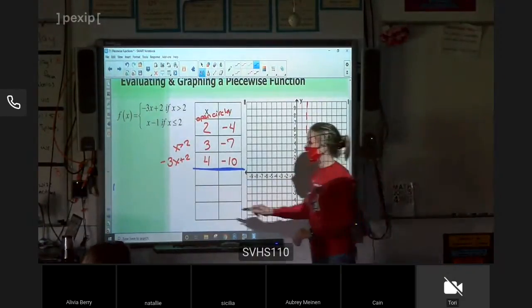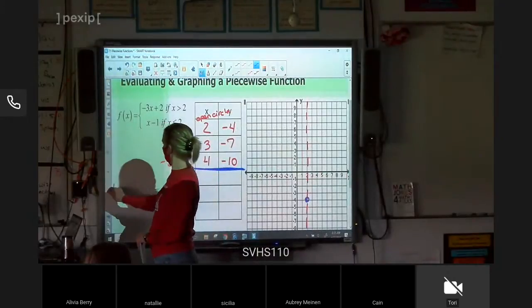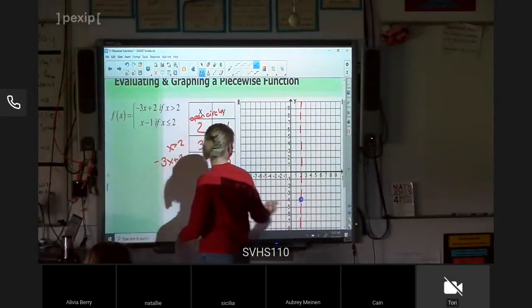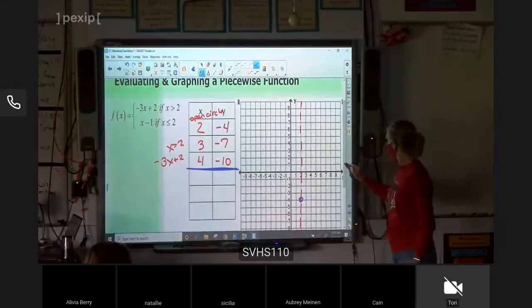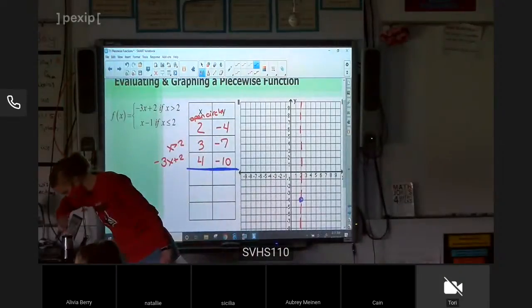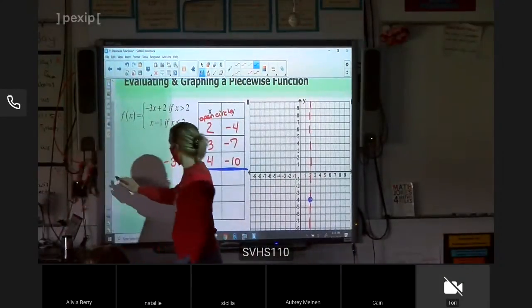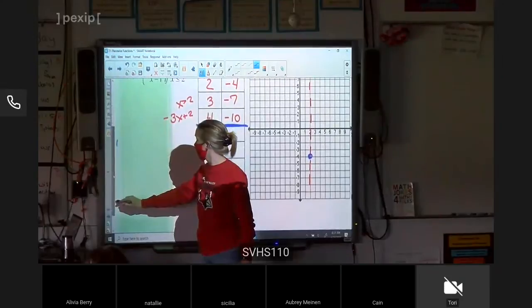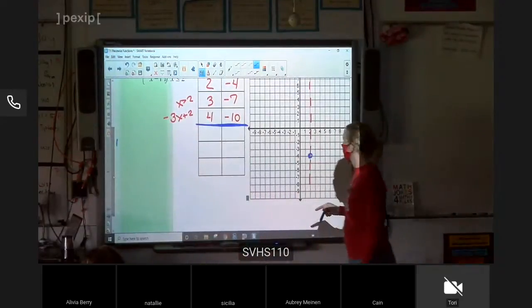Why does it do that to me? I don't know. It gets all crazy. Like if it's over here, it's fine. But if it's on that side, it doesn't graph right.